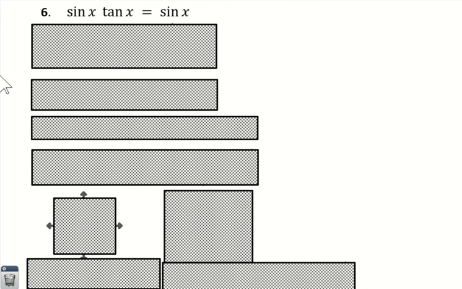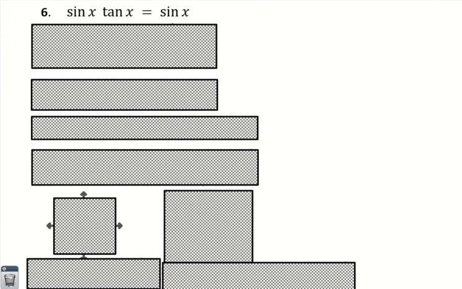Number 6. Getting a little interesting here. So what are we going to do for number 6? Not only do we have a sine of x, we have a tangent of x. So again, what's the priority? Getting the sine of x by itself, or the tangent of x by itself? I don't think we're going to be able to do that.